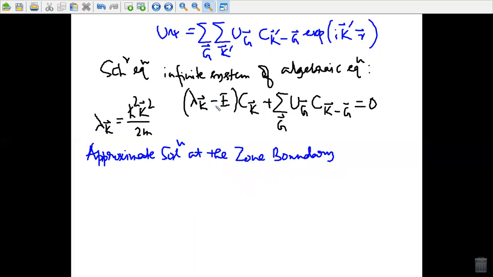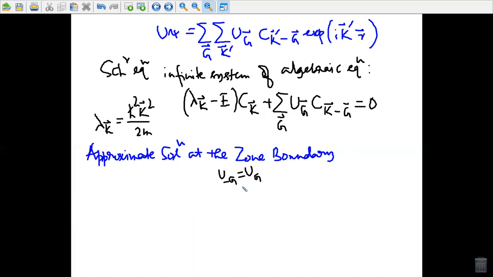Now the Schrodinger equation can be rewritten as an infinite system of algebraic equations like (lambda_k minus E) C_k plus summation over G of U_G C_(k minus G) equals 0, with lambda_k equals h cut square k square by twice m. So let us discuss the approximate solution at the zone boundary. We assume that the potential energy has only one important Fourier coefficient U for the shortest reciprocal lattice vector G. Also, we have U_(minus G) equals U_G.